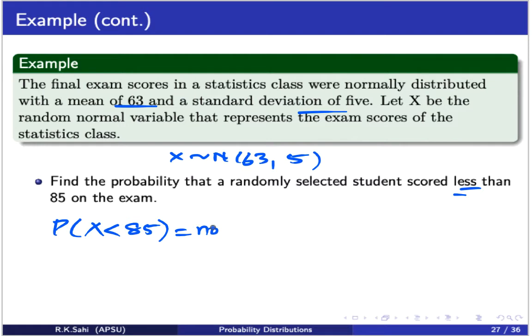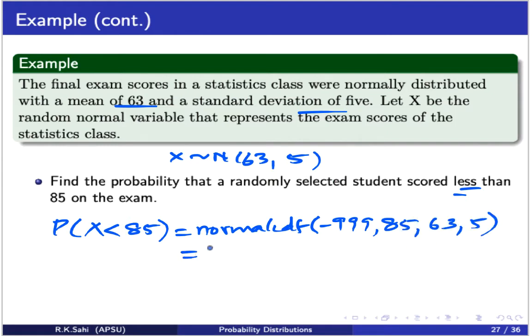Okay, this is going to be what? Once again, normal CDF. It's less than 85, so that is the upper bound. Sorry, guys. So that means what are we going to do? We are going to be writing that little negative 999 as the lower bound. Keep that in mind. 85, 63, and 5. So let's go ahead, take our calculators.